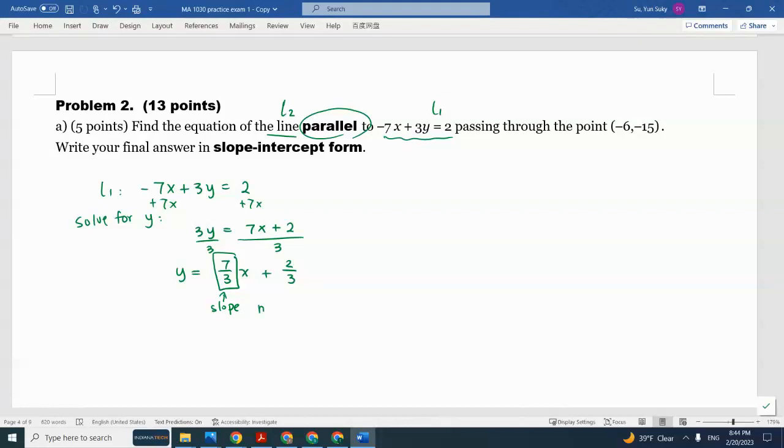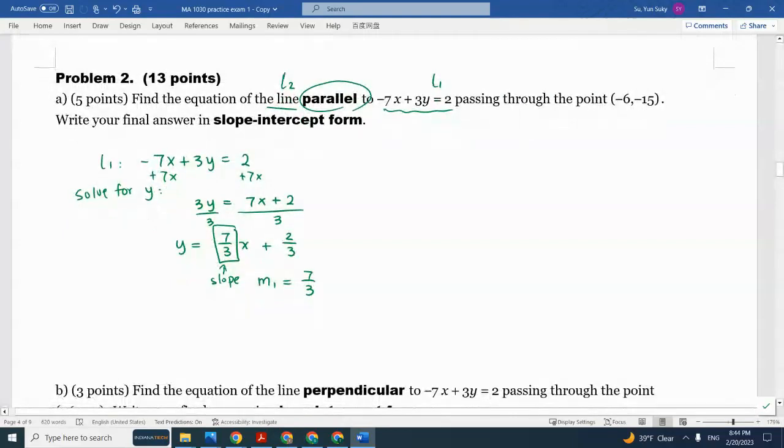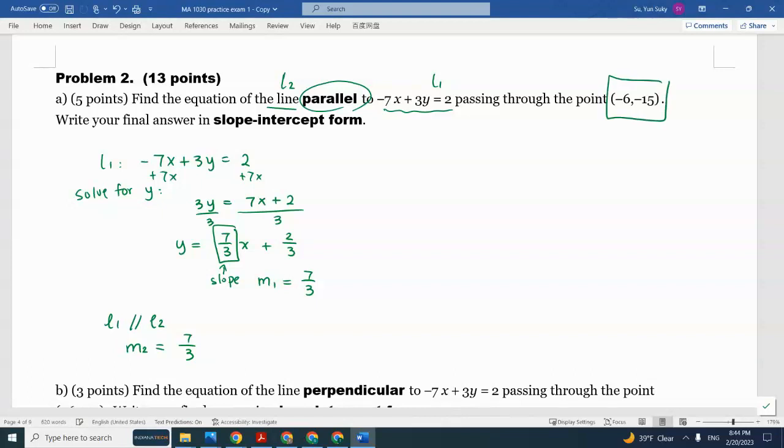So slope m1 is 7 over 3. And because L1 is parallel to L2, if two lines are parallel, they have the same slope. So m2 is also 7/3. Okay, we know the slope of line 2, and we know it passes through the point (-6, -15). Then we use the point-slope form.